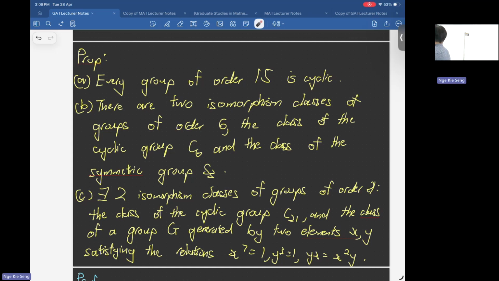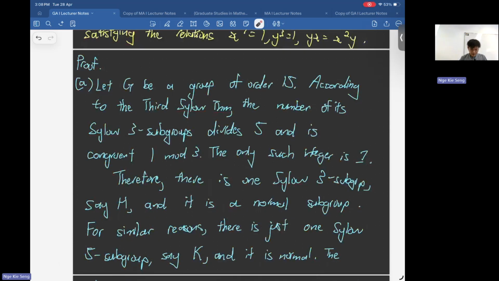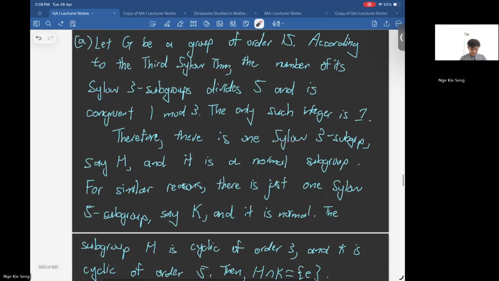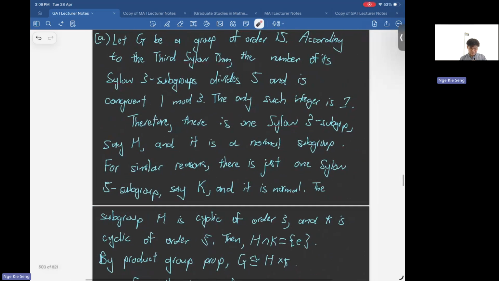For example, every group of order 15 is cyclic. You might think, why is it cyclic? Why not a product of cyclic groups? You might think, can I use the cyclic group of order 3 times the cyclic group of order 5 to make order 15? But it turns out there's no such group. Can I quickly show you why? Not quickly. You just need to use the third Sylow theorem.